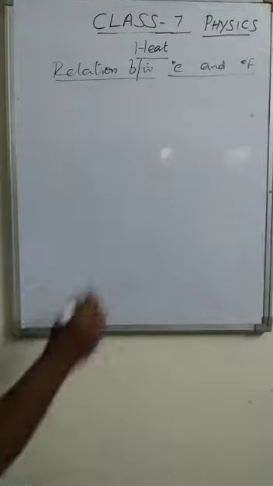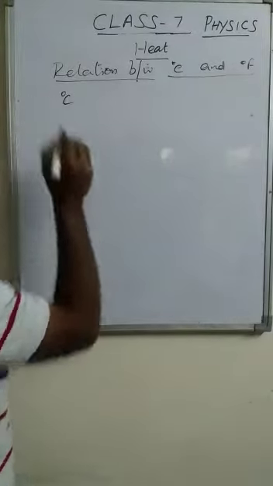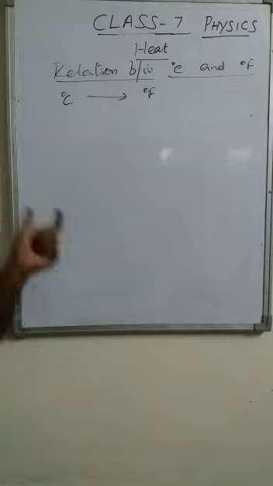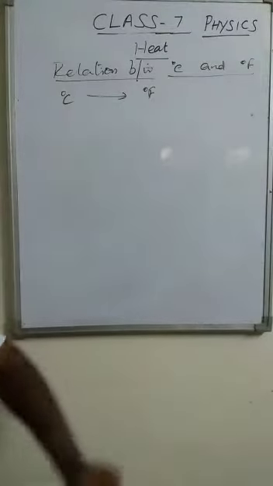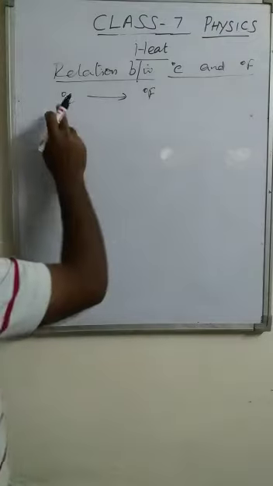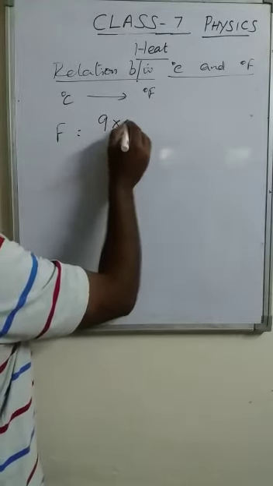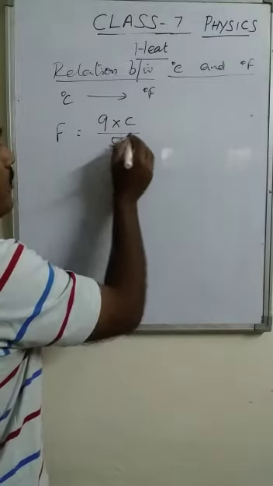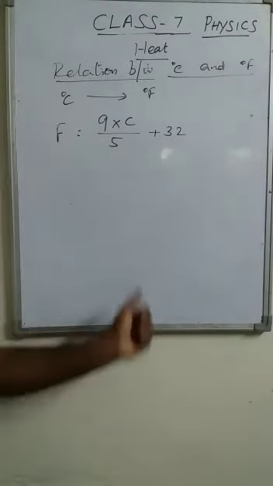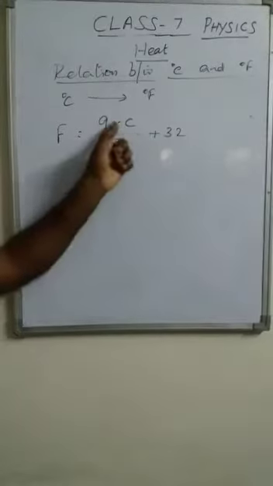If the temperature of any object is given in degree Celsius and it is to be changed into Fahrenheit, there is a relation: F equals 9 into degree Celsius upon 5 plus 32. In this relation, the value in degree Celsius is given, and it can be changed into Fahrenheit.